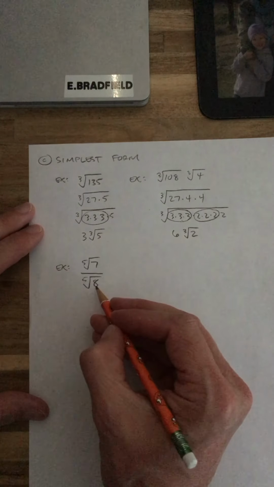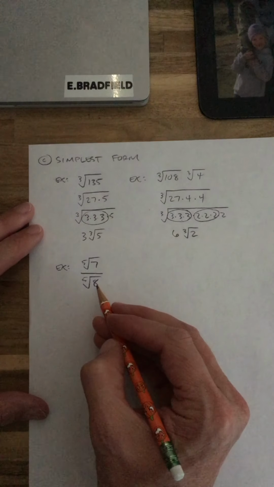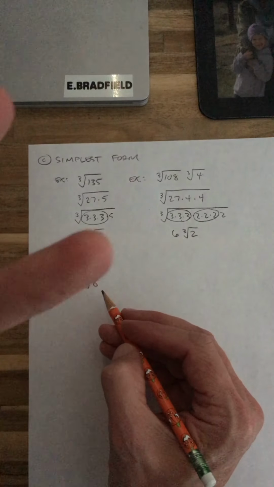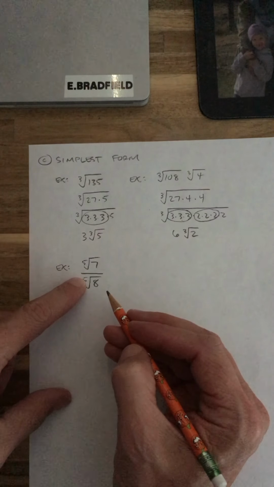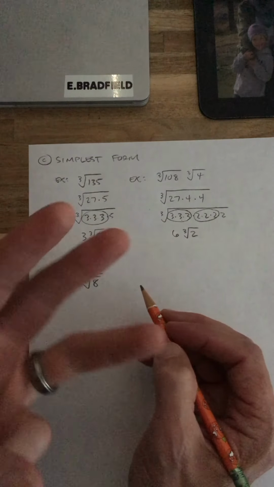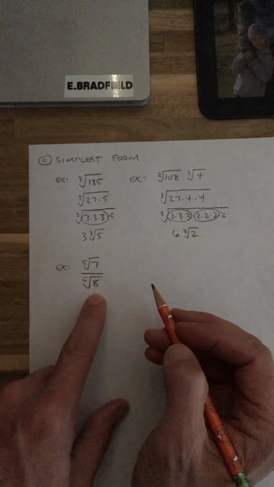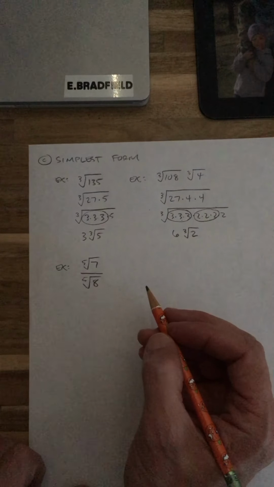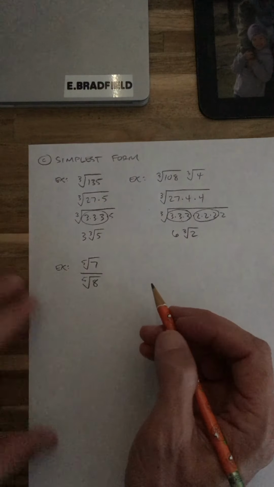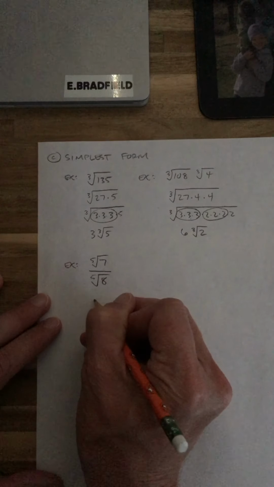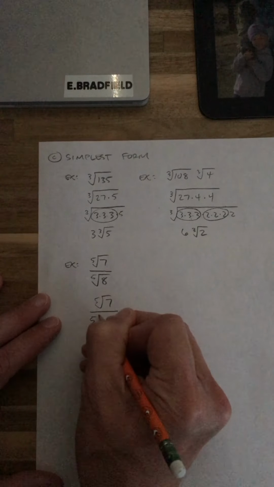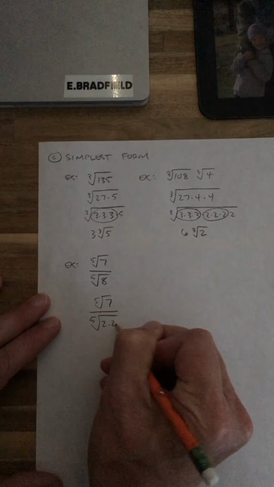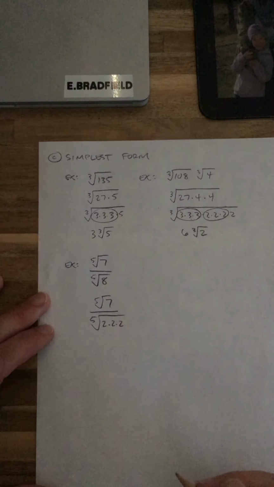I recognize this number 8 as 2 times 2 times 2. That's 3 2's, okay? I'm trying to find a 5th root, right? I already have 3 2's with that 8. So how many more do I need? I only need 2 more. Okay, watch. I'm going to rewrite this. You'll see what I'm talking about. I have the 5th root of 7 over the 5th root of, now remember 8 is 2 times 2 times 2, okay? This is what I'm talking about.